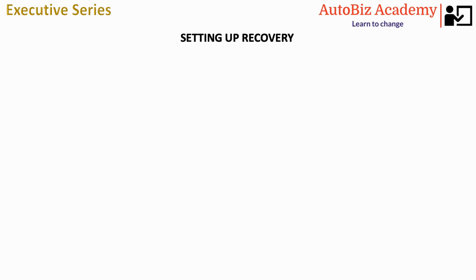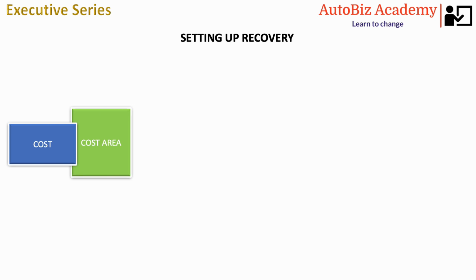Before setting up recovery, we will go step by step. So the first thing is cost. Cost is like operation cost, fixed cost, variable cost. So we should know what the cost is. Once we know what the cost is, then the next step is cost area, where that cost is being used. Like rent is used for taking bays. We have a working area where we have the workshop, bays are there. So that is known as cost area. There we are utilizing the cost.